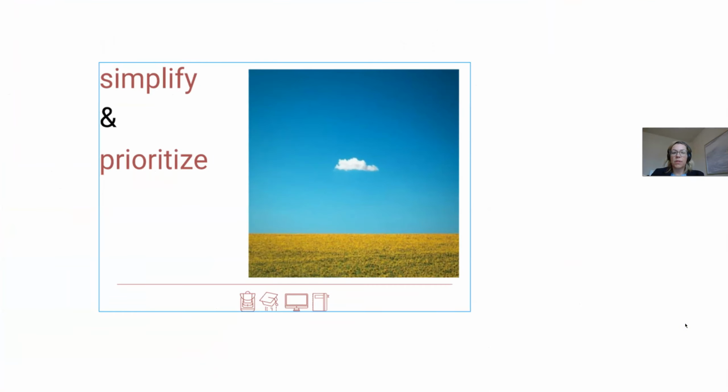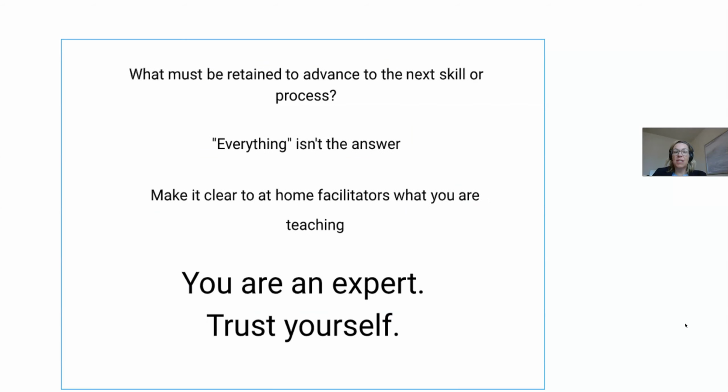We already looked at those examples, so let's go now to the third tip I have for you, which is simplify and prioritize. I know that you hear this all the time in your regular professional developments, even when you're in the classroom as usual, but when you're teaching online, it's even more important. We want to think about these things. What must be retained to advance to the next skill or process?